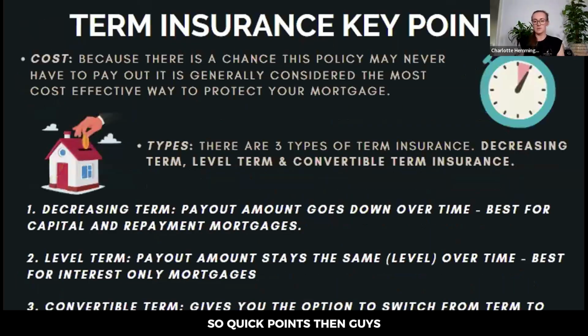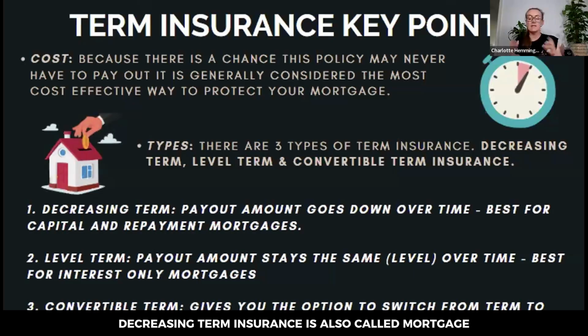So quick points then, guys, with term insurance, if this is the first time that you're ever hearing this. First of all, cost-wise, because there is a chance that the policy may never have to pay out, it is generally considered the most cost-effective way to protect your mortgage. So if you take out a mortgage tomorrow, your mortgage advisor might go, hey, we need to get you protected in case you die. Shall we look at a term insurance product? And they will set your life insurance term to your mortgage term, because once your mortgage is paid off, you don't need it anymore. There are three types of term insurance: decreasing term, level term, and convertible term. And I'll just give you a quick recap on the three.